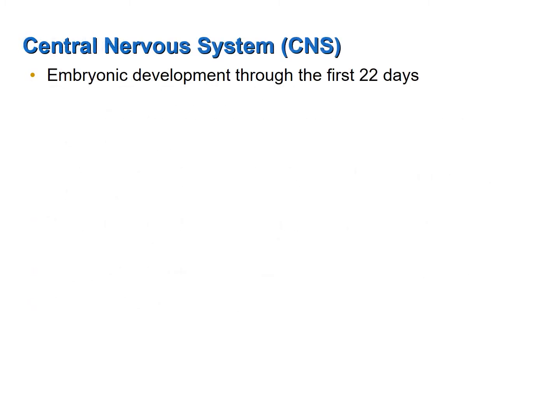This slide is going to very briefly illustrate how the central nervous system develops during the first 22 days of embryonic development. I am not going to hold you responsible for this information on an exam or quiz. It is simply to help you understand the basic anatomy of the central nervous system.